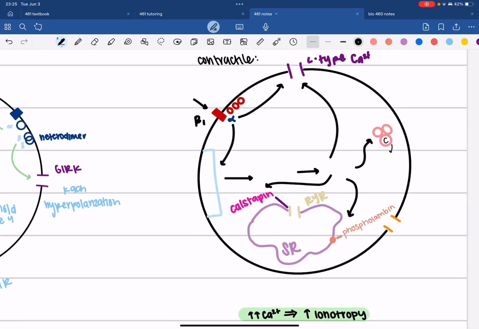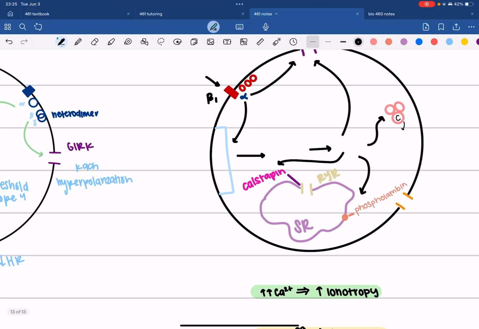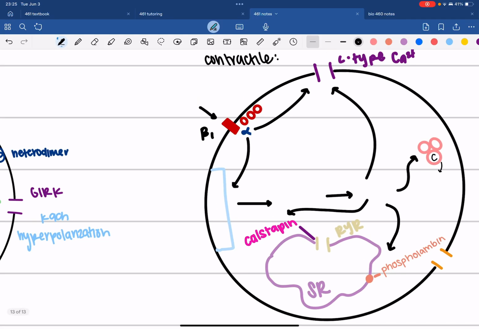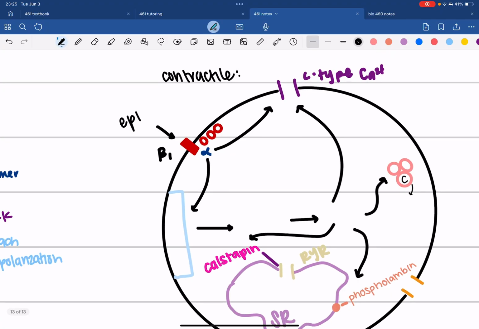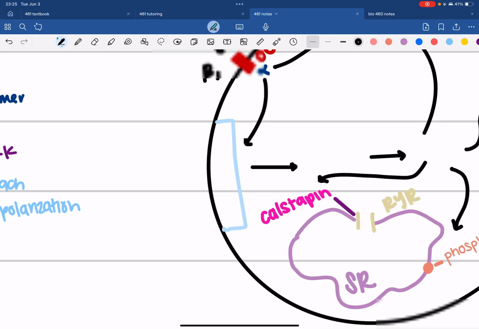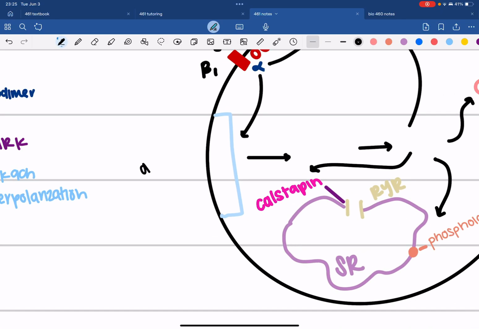Now, for our contractile cells, or just our autorhythmic cells in general, these are going to have very similar responses. So let's go through it. First, if we have our sympathetic response, epinephrine is what's going to cause this. And it's going to do a few things, right? It's going to also go back to our adenylate cyclase.